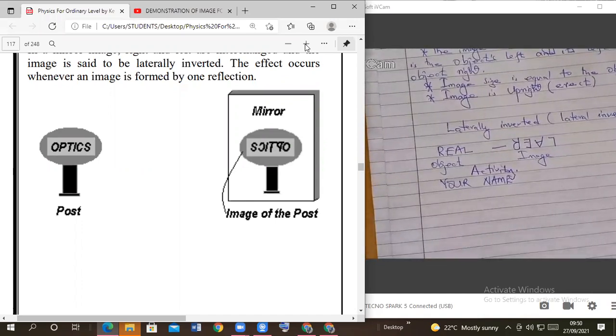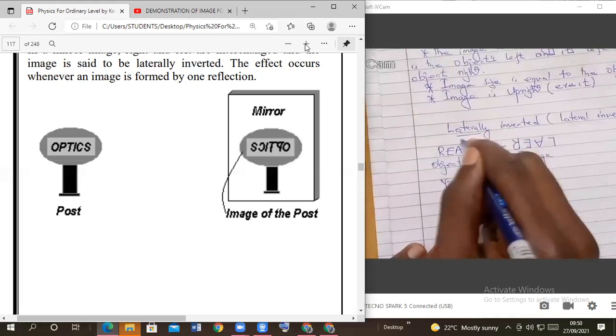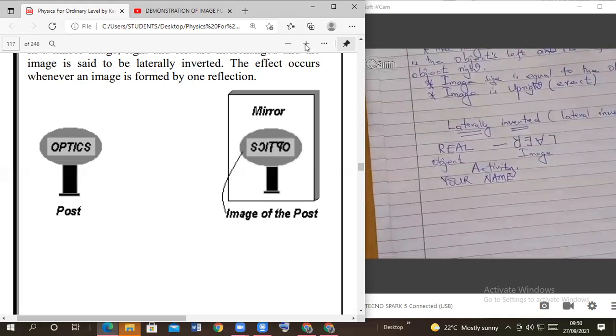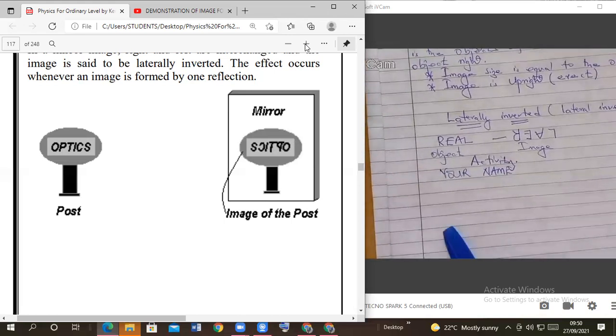Then you put it in front of the plane mirror. You will see how the letters of your names appear. You find that they are laterally inverted. That one you can access. Okay? Yes.